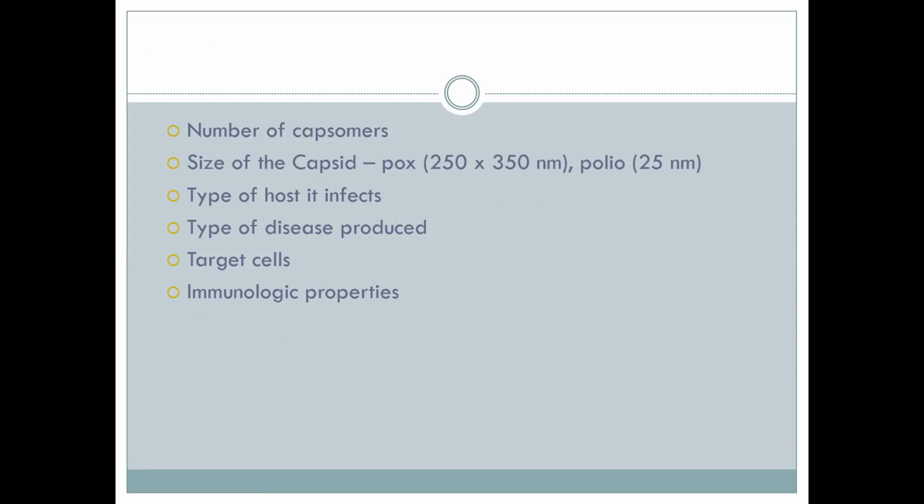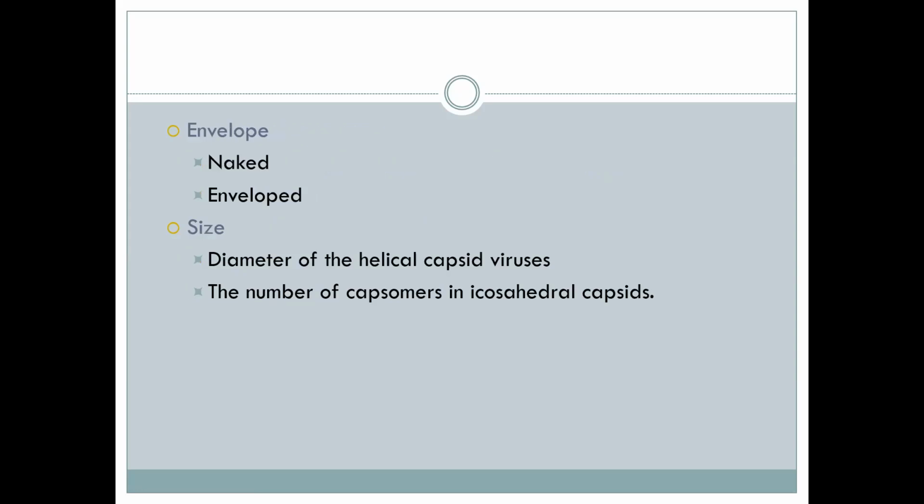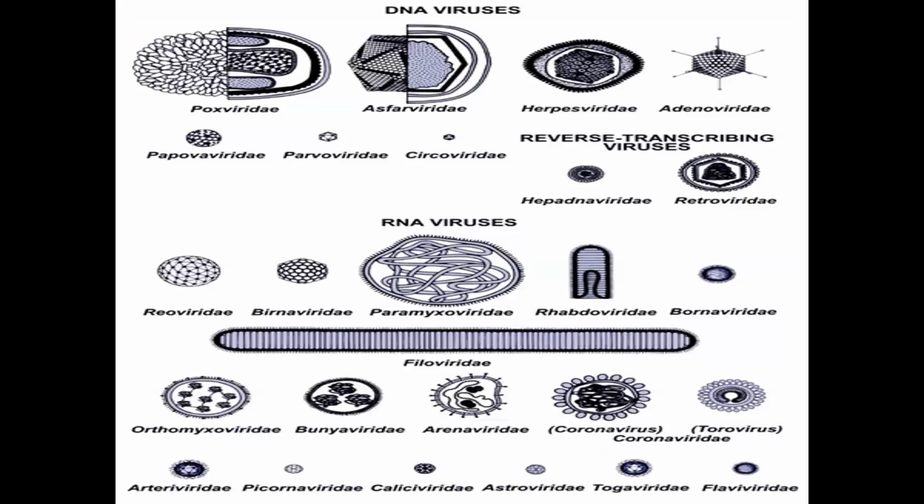As mentioned earlier, the target cell or host cell is specific for viruses. Okay? It is cell specific. And of course, immunologic properties. We can also classify viruses according to their envelope, either enveloped or naked, the size of the helical capsid viruses, and the number of capsomeres in icosahedral capsids.